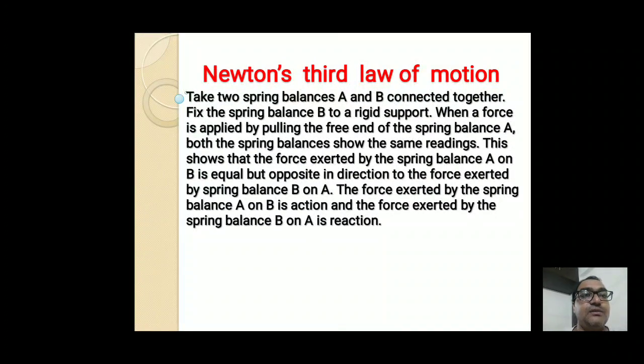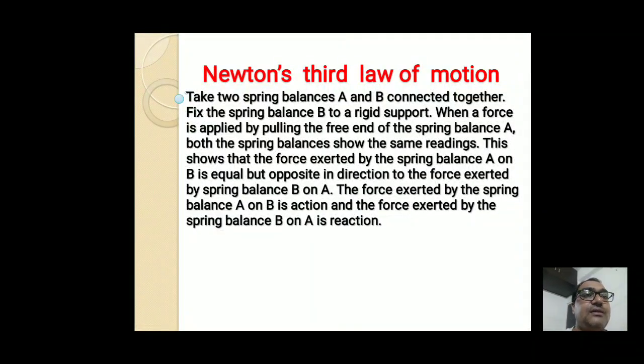So let's take the first example. Take two spring balances A and B connected together. Fix the spring balance B to a rigid support, for example, fixed on the wall. When a force is applied by pulling the free end of the spring balance A, both the spring balances show the same reading. This shows that the force exerted by the spring balance A on B is equal but opposite in direction to the force exerted by the spring balance B on A. The force exerted by A on B is action, and the force exerted by B on A is called reaction.